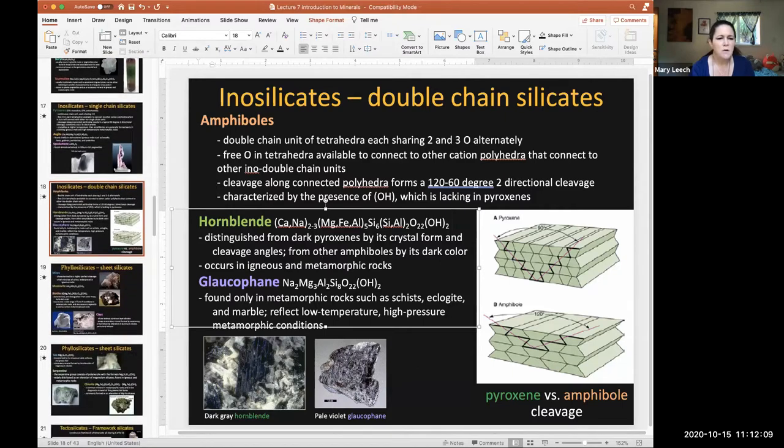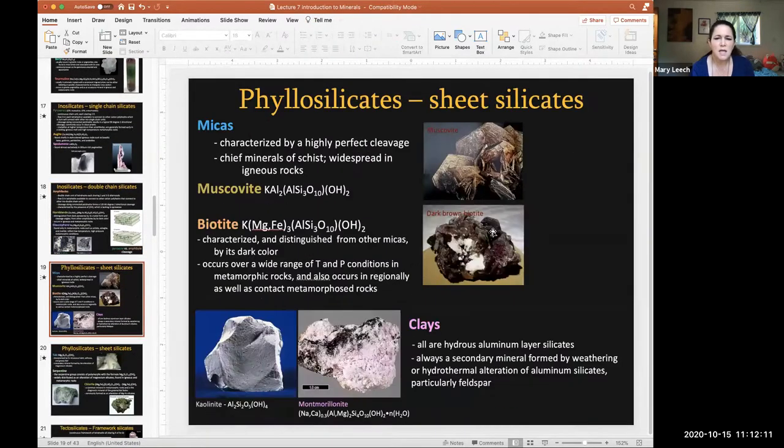Okay, so there are the chain silicates, and the sheet silicates, the micas I've introduced you to. So muscovite, which is a silvery color or kind of colorless, even if you look at a single sheet. If you get a whole bunch of sheets all stacked together, they're called books. These are small books, but they come in big clumps too, especially in pegmatitic granitic rocks.